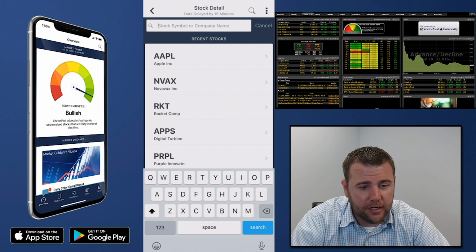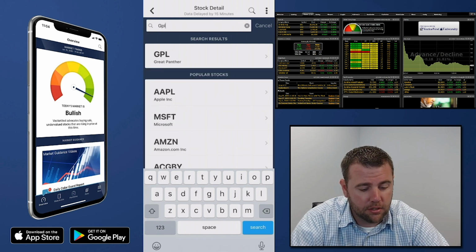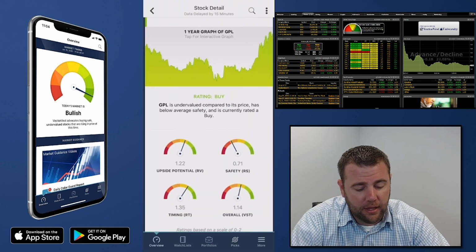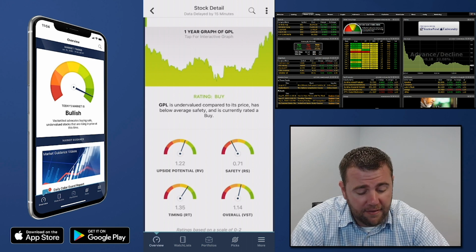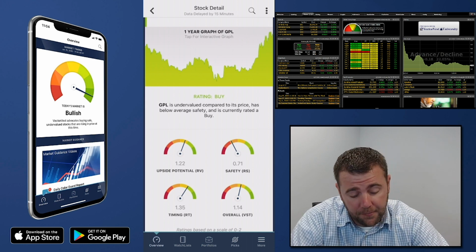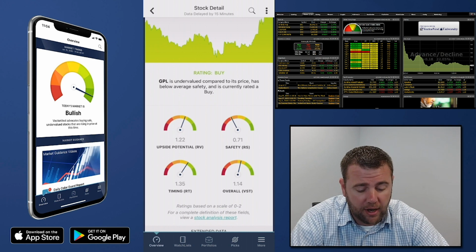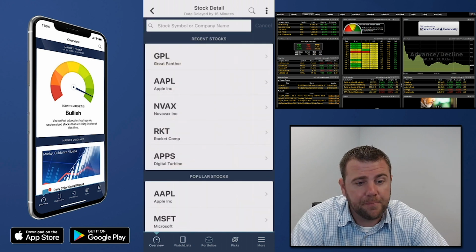All right, let's see. GPL. GPL, you have good long-term potential. Does have some risk associated with that potential, though. Pretty solid uptrend right now. Therefore, the stock's favorable.